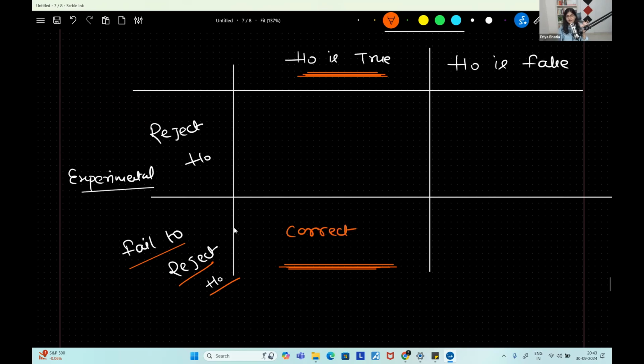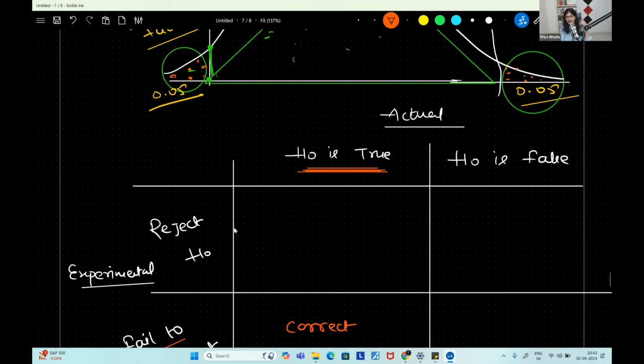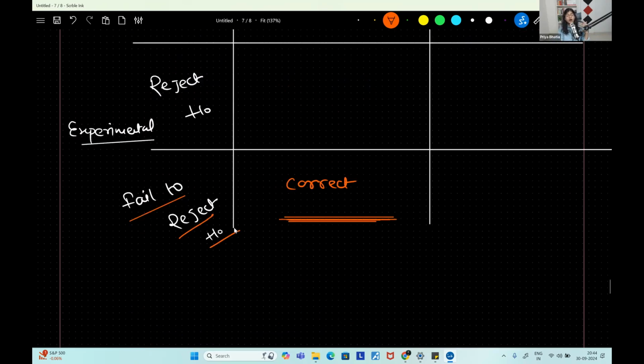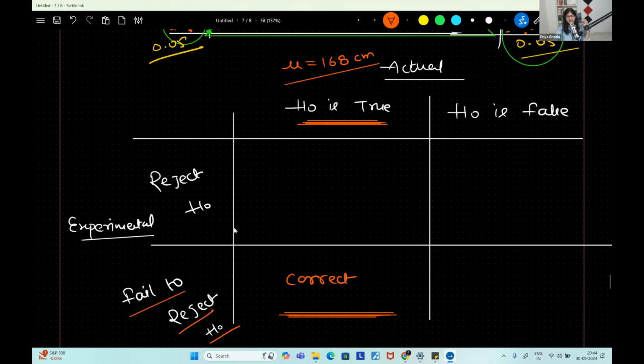This is correct. This is not an error. Again, listen. Null hypothesis is true, meaning, for example, a few minutes back we did one example, mu is equal to 168 centimeter. Average height is 168. You have done the experiment and you are not rejecting the null hypothesis. You are saying that the null hypothesis is correct, so your experiment is correct. Will you agree with me?